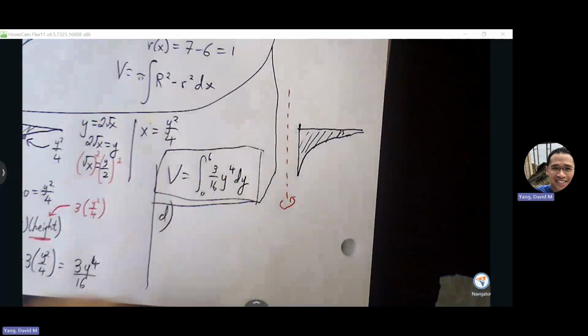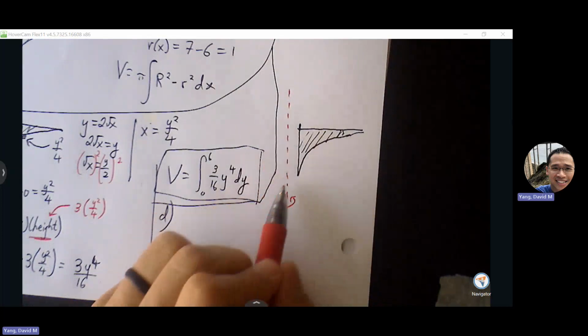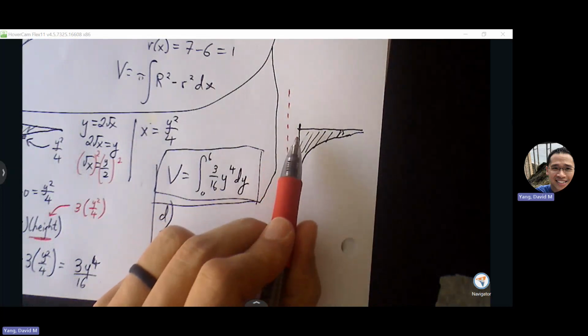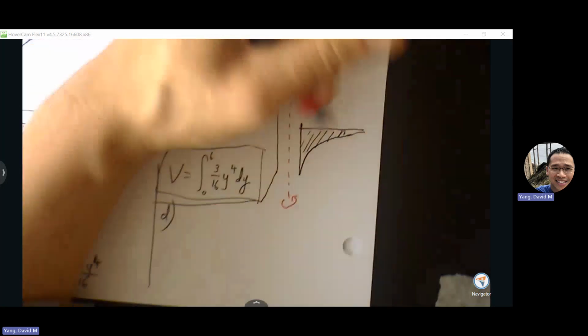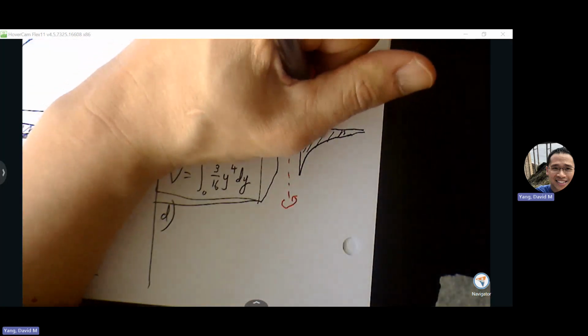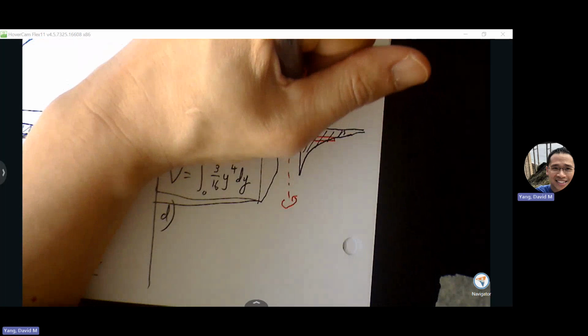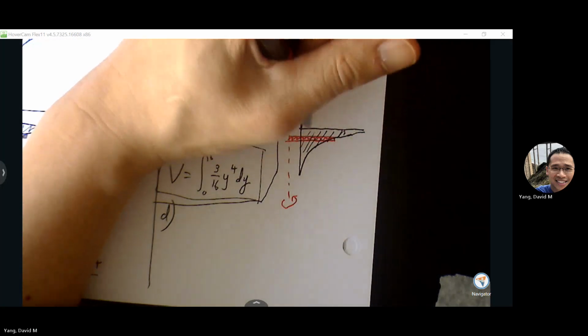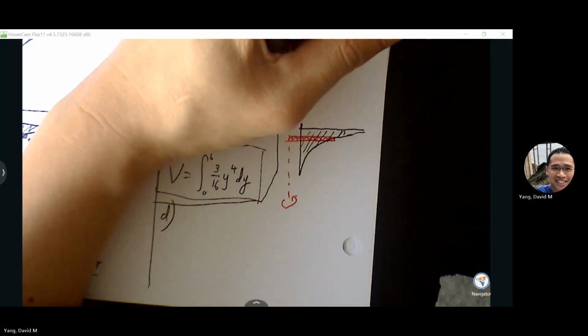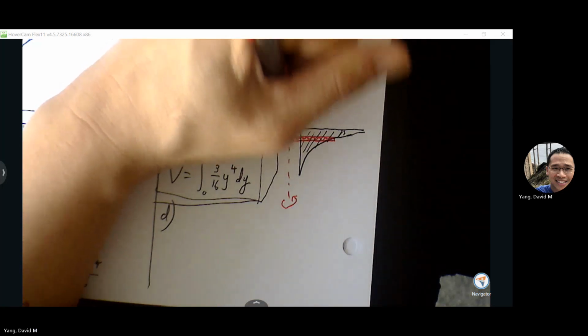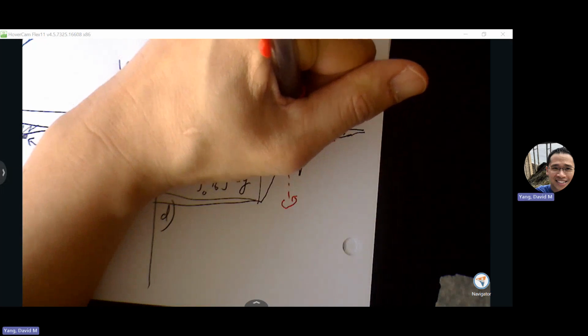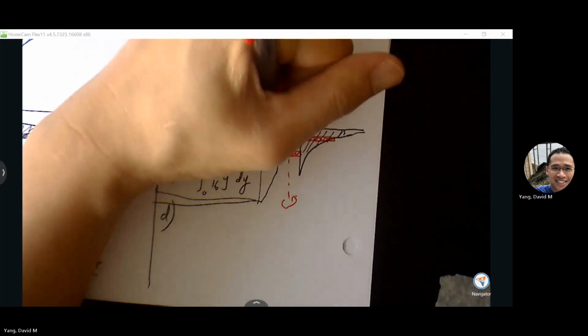Okay, disk or washer method. Washer, yeah, there's a gap, right? It's not up against the flat surface. So we need two radii, one that's going to extend from the dotted line to the furthest boundary of our shaded region. That's big R. And then dotted line to the closer of the boundary, that's little r.